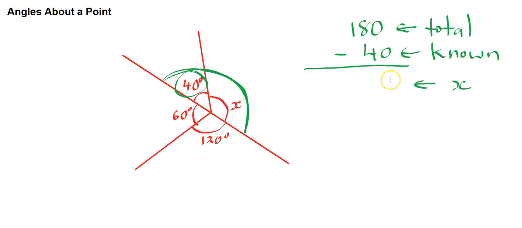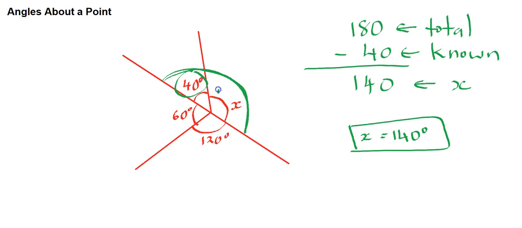So 0 take away 0 is 0, 8 take away 4 is 4, and 1 take away nothing is 1. So therefore, I know that x equals 140 degrees. And that's the size of this angle right here, 140 degrees.